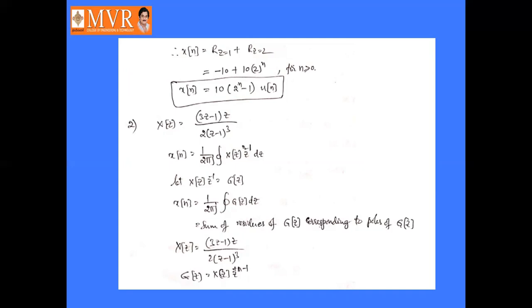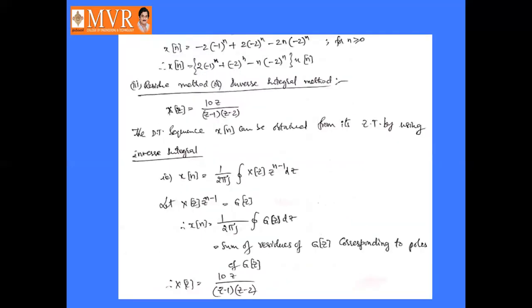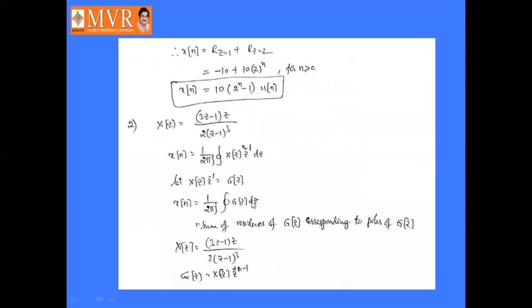Let x of z into z power n minus 1 be g of z. Then x of n becomes 1 by 2 pi j integral of g of z dz, that is the sum of residues of g of z corresponding to the poles of g of z.